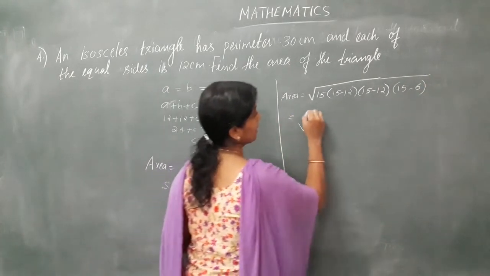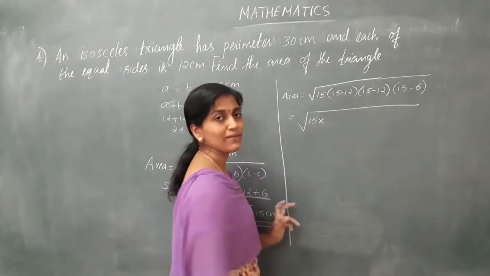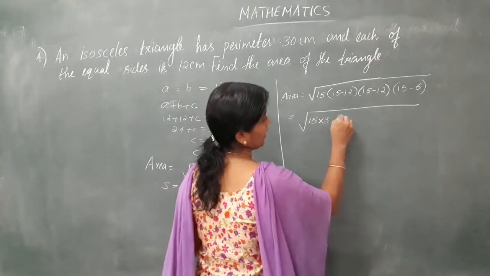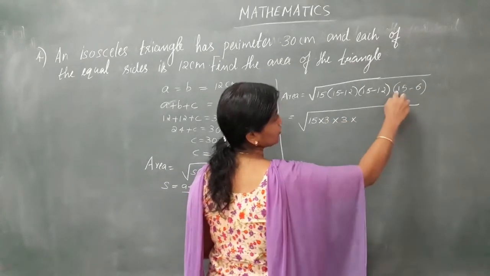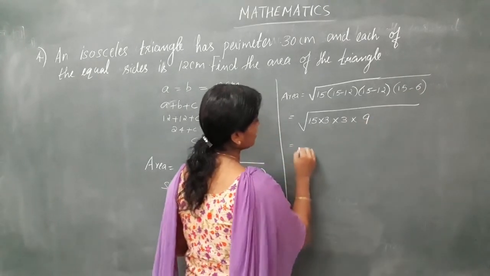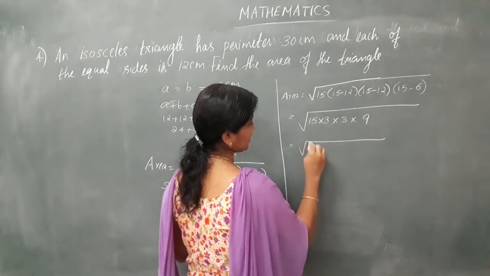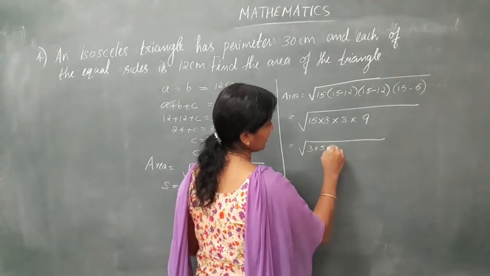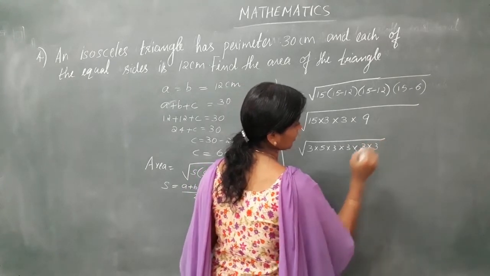Now find the root here. 15 into 15 minus 12 is 3. Again 15 minus 12 is 3. Now 15 minus 6 is 9. Now again factorize each. So I get here 15, it is 3 into 5. Then 9, it is 3 into 3.